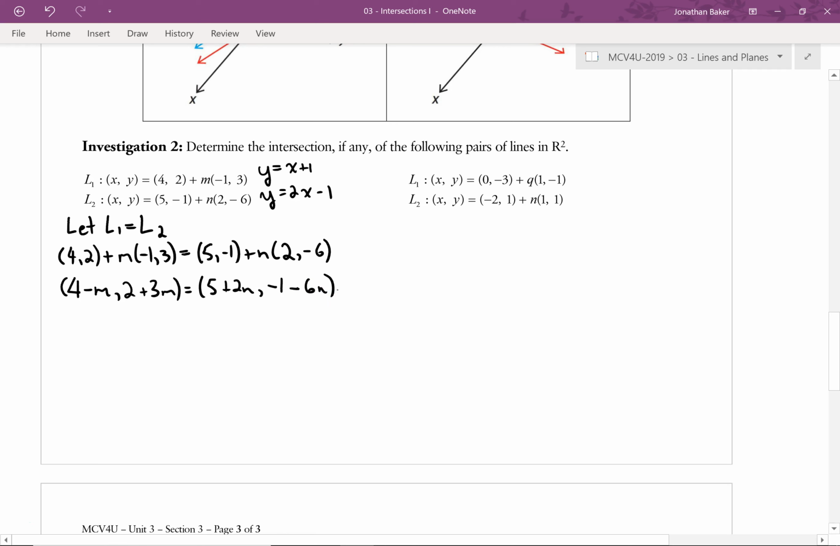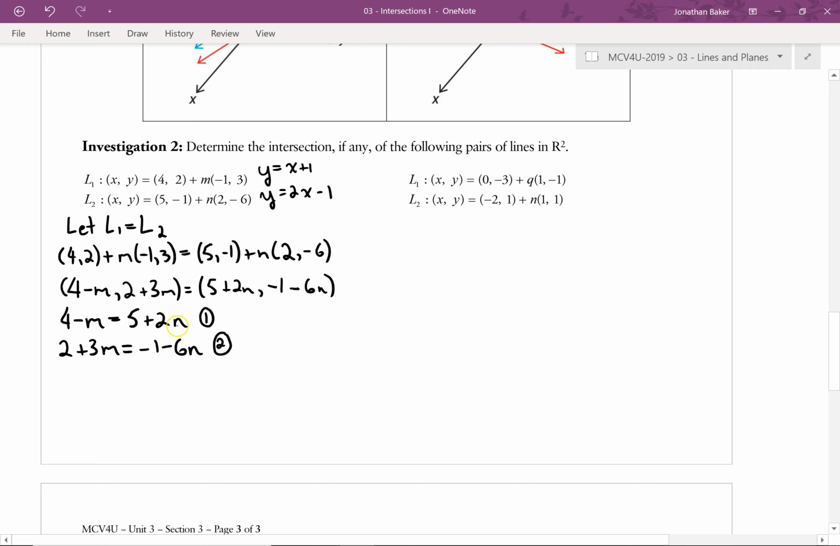Okay, and from this, we know that we have 2 equations. Really, this must equal that, and this second y value must equal this y value. So 4 minus m should equal 5 plus 2n. And 2 plus 3m should equal negative 1 minus 6n. So this is really just a little system of equations, right? We can number each of these, and we can solve them using substitution or elimination.